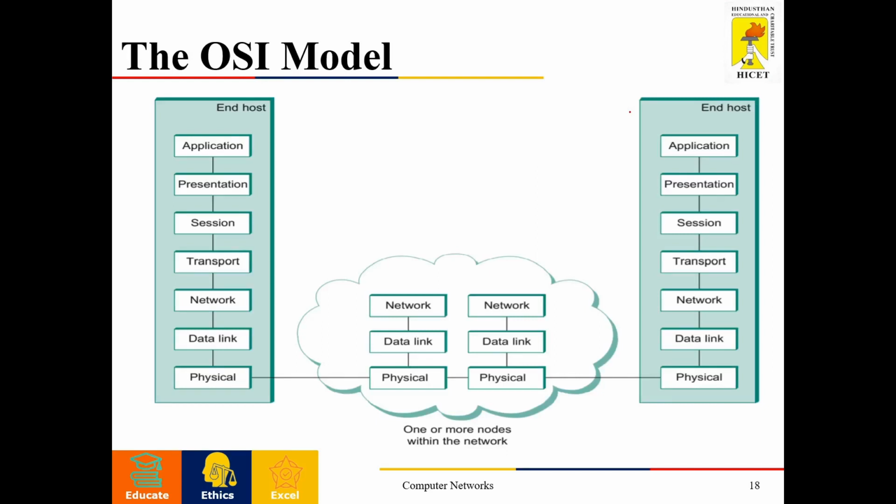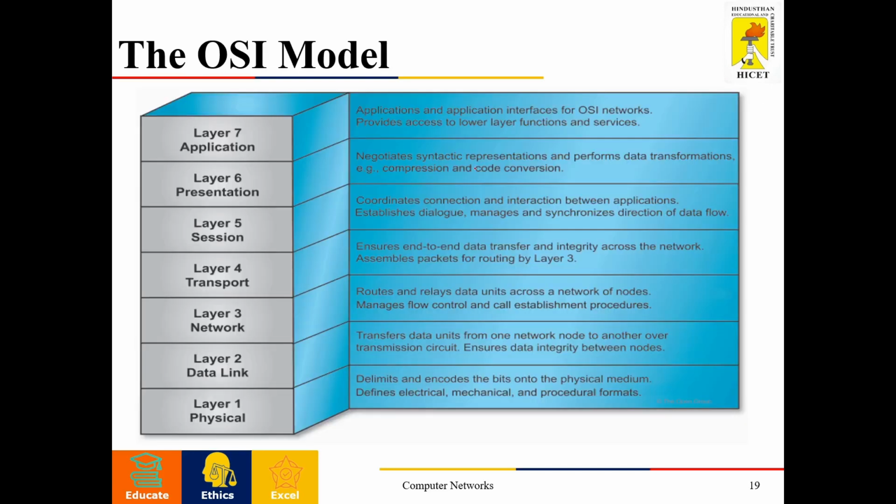So this is an example where we have 7 layers, starting from the basic bottom layer, the physical layer, data link layer, network layer, transport layer, session layer, presentation layer, and application layer. So we'll see each and every layer in detail. We're starting from the physical layer.